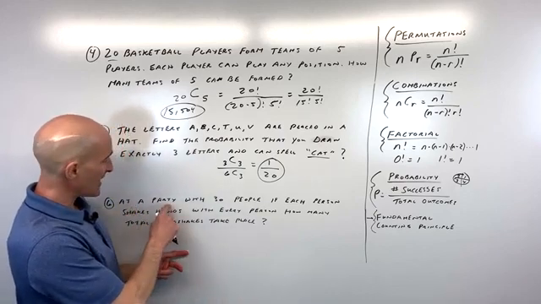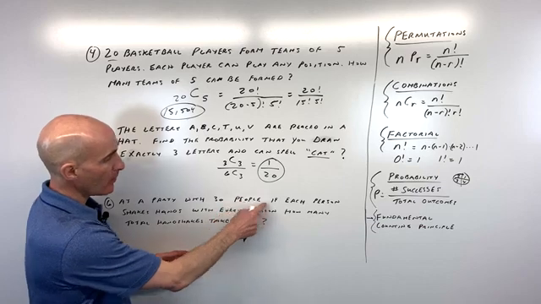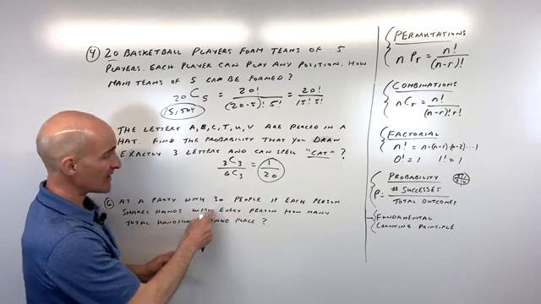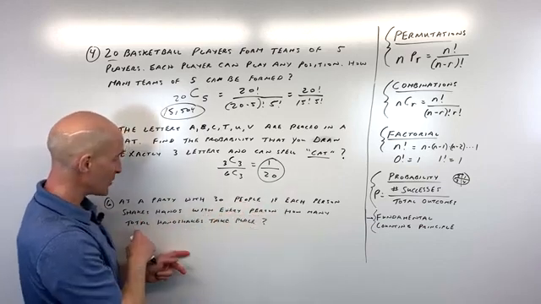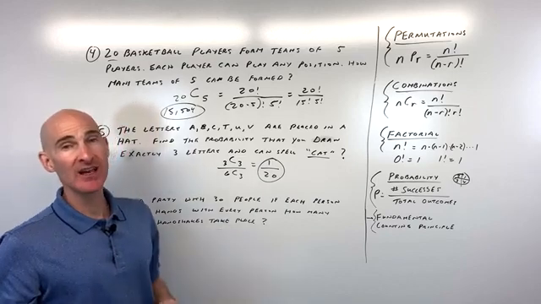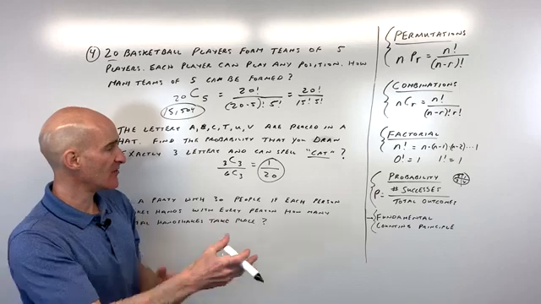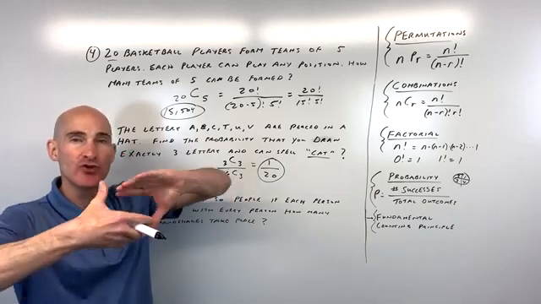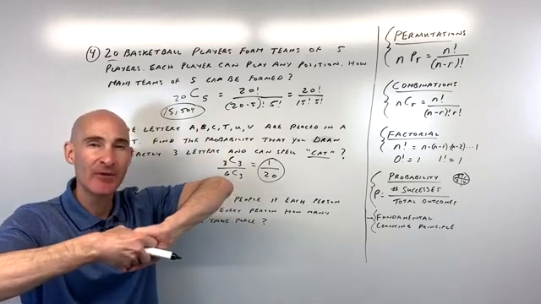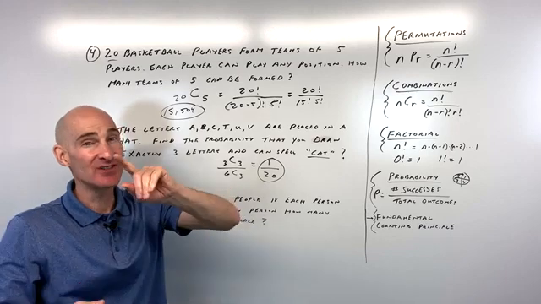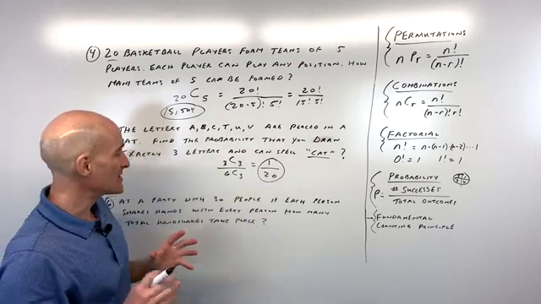Number 6 here, it says, at a party with 30 people, if each person shakes hands with every person, how many total handshakes take place? Okay, this is kind of a common problem. Imagine you're at a party and you're trying to shake everybody's hand. See, the thing is, when 2 people shake hands, how many handshakes is that? Well, it's just 1, right?